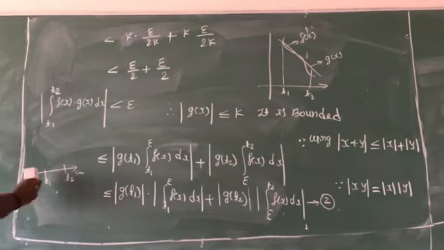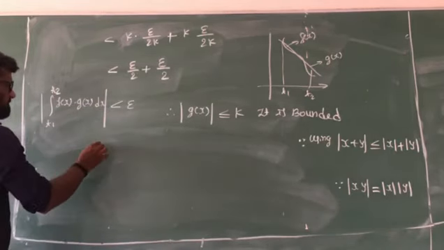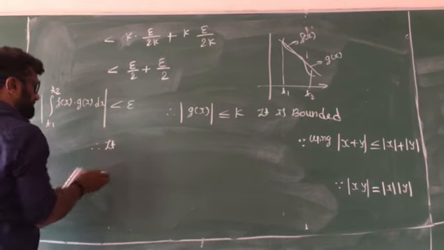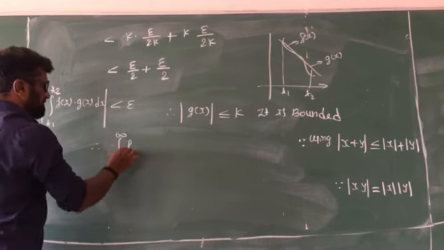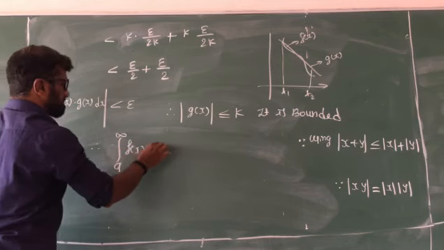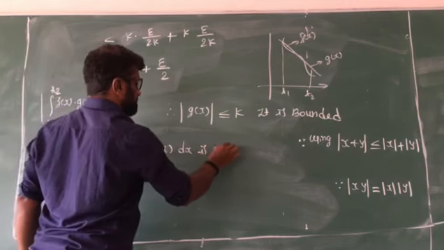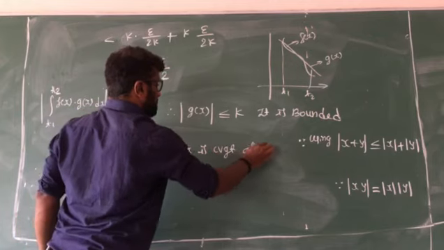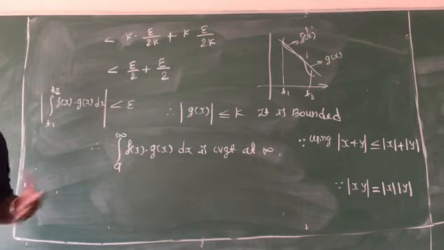I can write like this. Therefore, it is convergent. Means the integration of a to infinity of f of x into g of x dx is convergent at infinity. This is the theme of Abel test. You will get it with practice.